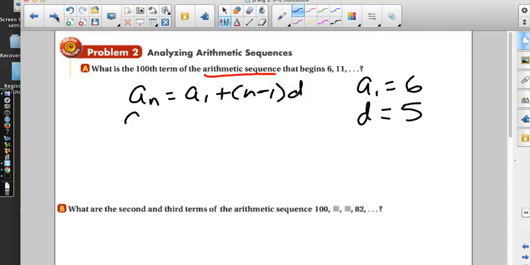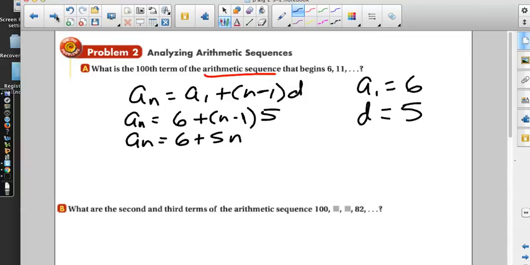So our formula would be a sub n equals 6 plus n minus 1 times 5. Now, you know, this is algebra 2. We're not going to leave it that messy. We're going to go ahead and distribute the 5, even though we're distributing from the right-hand side. We can do that. We're pros. So a sub n equals 6 plus 5n minus 5. And then we're going to simplify by combining like terms.